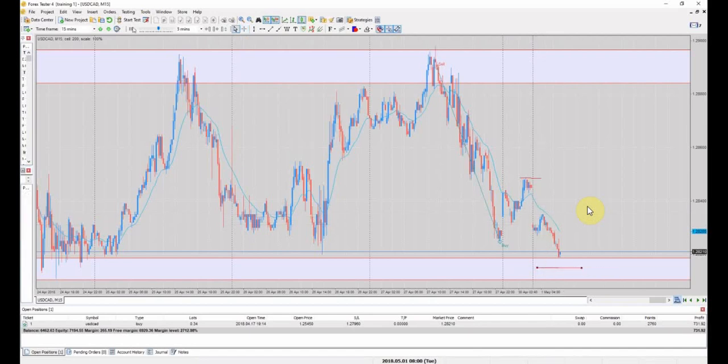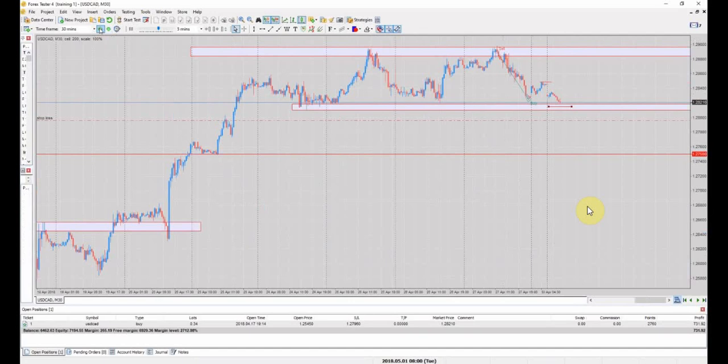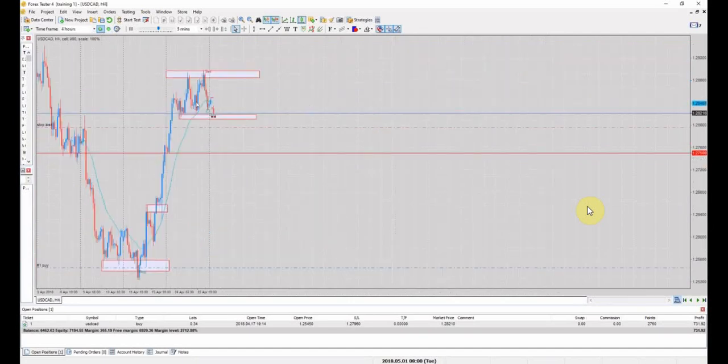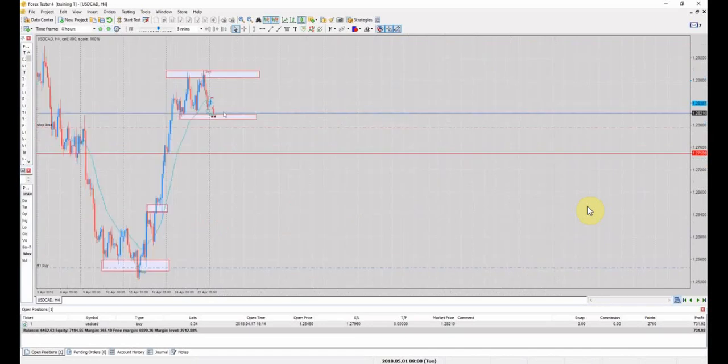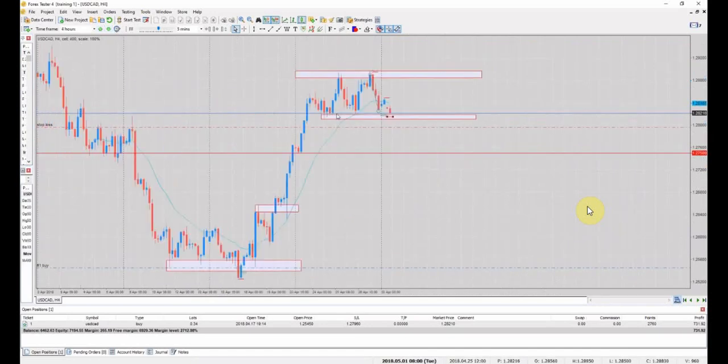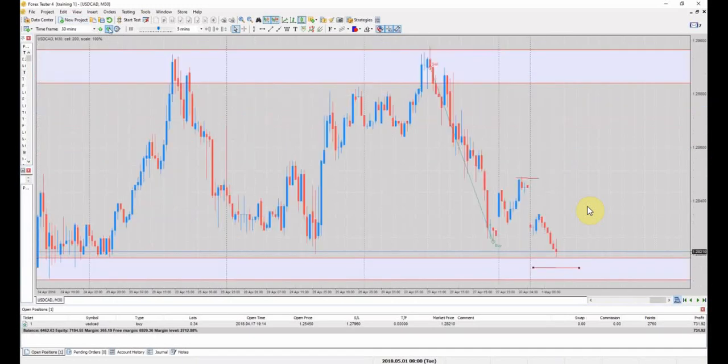Exactly. Also, I want to mention that we are in a corrective structure, right? Yes, I noticed that from our 4 hour. And look, I want to buy with the trend on this corrective structure. Exactly, that's a good idea. That's a good spot to re-enter a buy in here. Yes, exactly, in that portion.